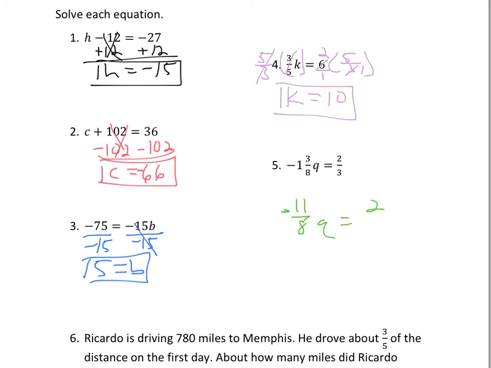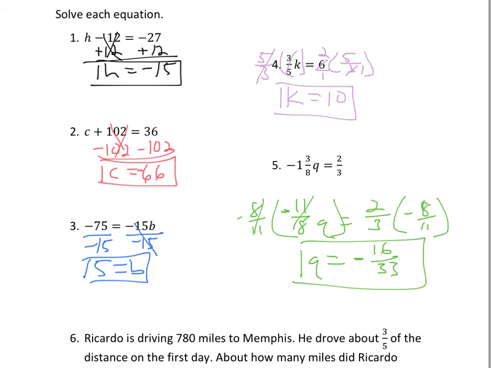Q equals 2/3. Then we just do exactly what we did in number 4. So you multiply both sides by the reciprocal, negative 8 over 11. Negative 8 over 11 and negative 11 over 8 cancel each other out. So you're left with Q. On the right side, we just cross cancel if we can, but we can't. So it's just negative 16 over 33. Perfect.